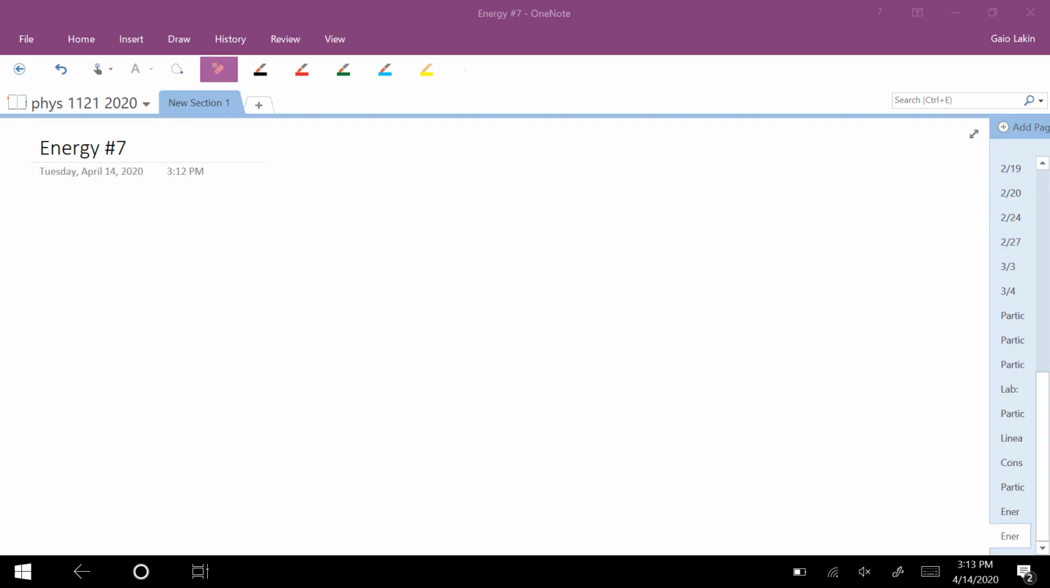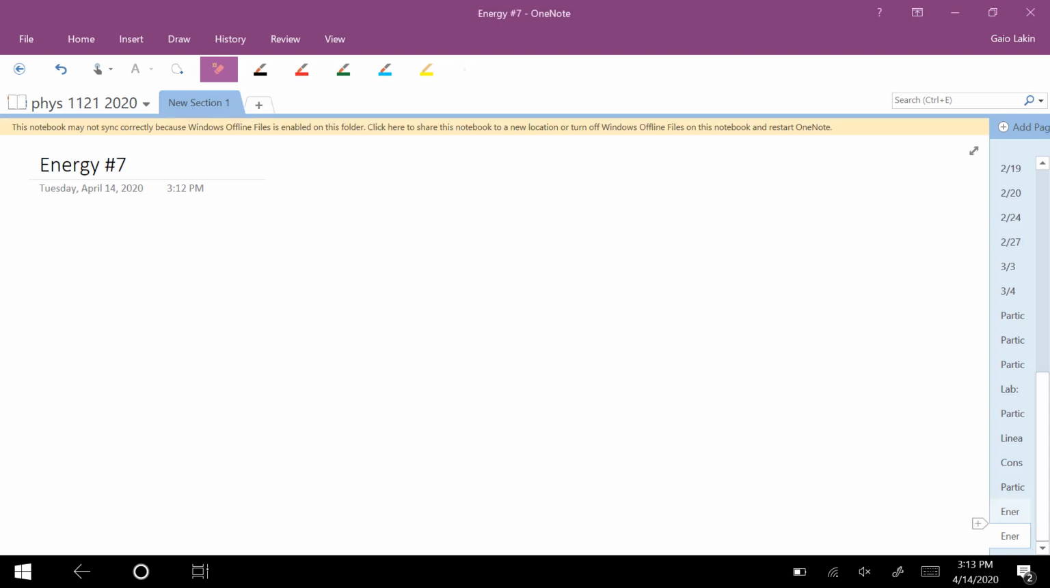Okay, this is a solution for number 7 in energy. A billiard ball, a pool ball, rolls down a ramp that's half a meter high, and at the bottom it runs straight into another billiard ball that's initially at rest. So we have one of these balls that starts up here.